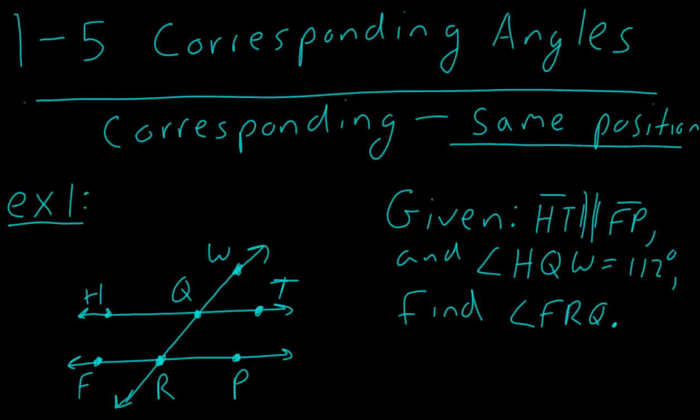Here's what I want you to see. Example 1 gives us this diagram. And it says, given that HT is, what's that word right there? What word do we use for two vertical lines? Given that HT is parallel to FP, and you've got to understand that this symbol, when you see it, means these two lines are parallel. And given that HQW is 112 degrees, we want to find FRQ.